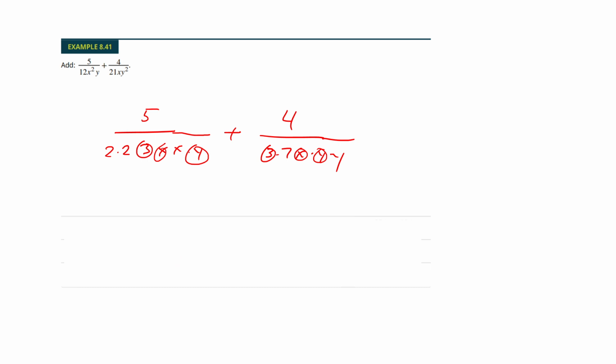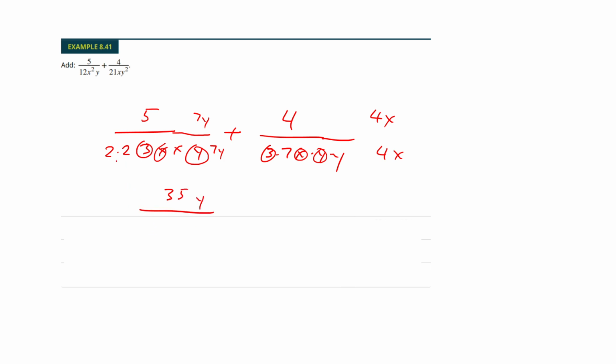Now this side on the left is missing the 7 and the y. So I'm going to multiply this side by 7y on the top and the bottom. Now this side is missing 4x. So I'm going to multiply 4x on the top and the bottom. Now I've got 35y on the top.